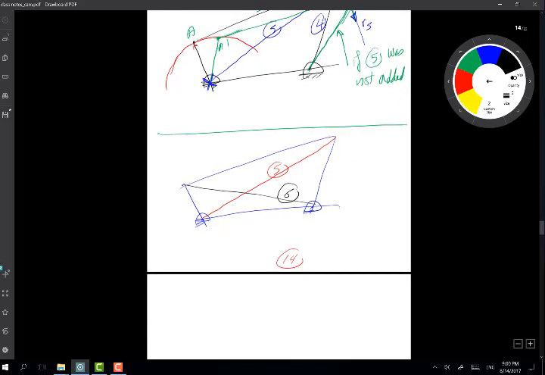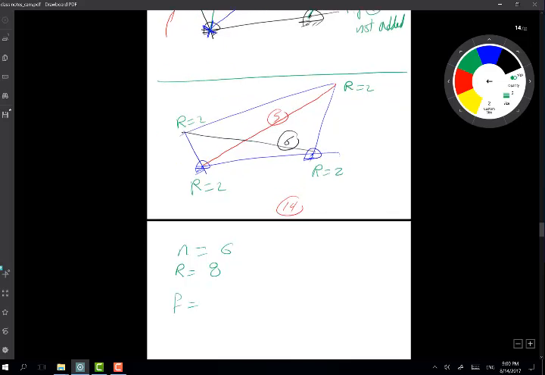So now, how many degrees of freedom do I have in this arrangement? Let's count those together. I have n equal to 6 because I have 6 links. R now will be equal to 8, because I have 3 links at every junction, so R is equal to 2 at each. Meaning that F is equal to 3 times (6 minus 1) minus 2 times 8, which is -1. This is an interesting result, -1.